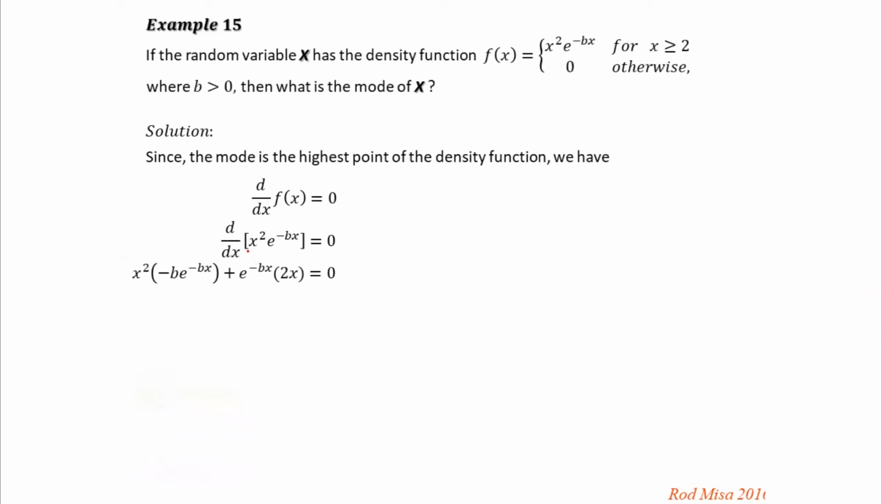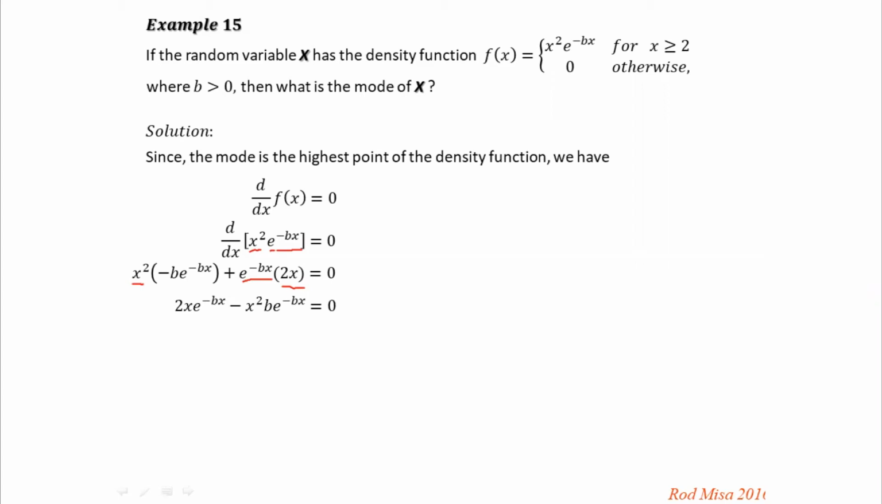So applying the product rule, we take the first factor, x squared, times the derivative of the second factor, which is negative b times e to the power negative bx, plus copy the second factor times the derivative of the first factor, which is 2x. And then obtaining their products, we have 2x times e to the power negative bx as the second product here. And this will be subtracted by x squared times b times e to the power negative bx as the first product there, which is equal to 0.